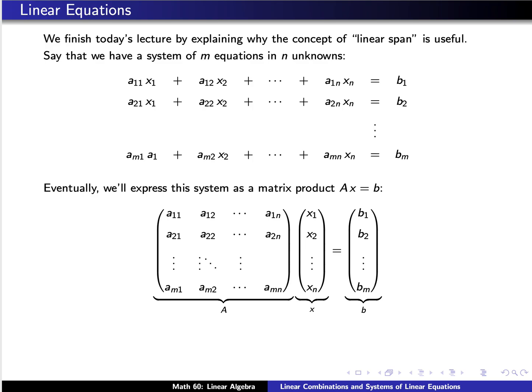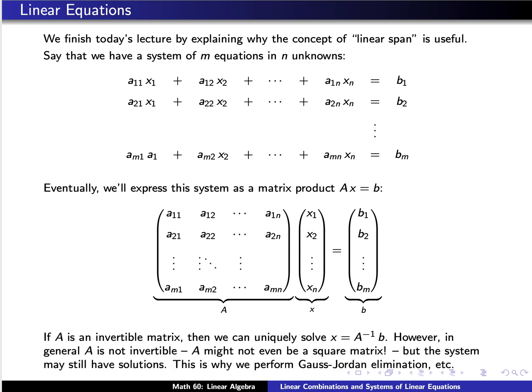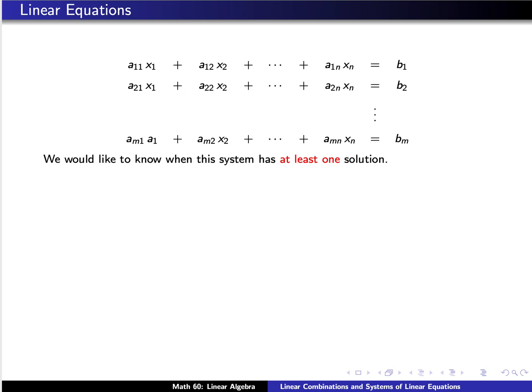Now, in this class, we're going to try to express this system as a product of matrices. Recall that a matrix is nothing more than an array that has m rows and n columns. So eventually we're going to discuss what it means to be a matrix product, and we'll try to define the equation A times X equals B. What we're going to find is that if A is invertible, in some sense, we can divide by A and solve for X. However, most of the time in linear algebra, A is not invertible. This is why we will eventually perform what's called Gauss-Jordan elimination. But here we're getting slightly ahead of ourselves.